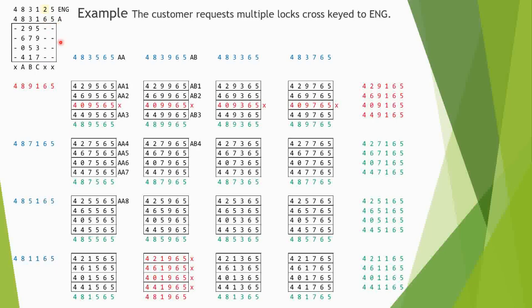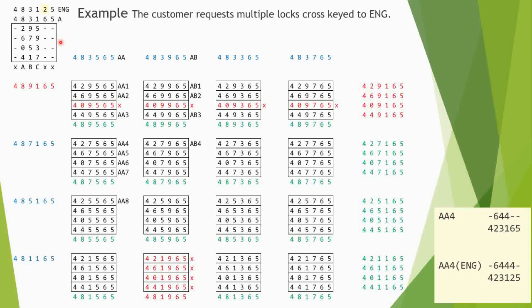And how do we combinate the locks? The ENG version of the AA4 lock gets an extra master pin, but it's not stacked on top of another master pin. Also, we didn't lose 25% of our bidding list.